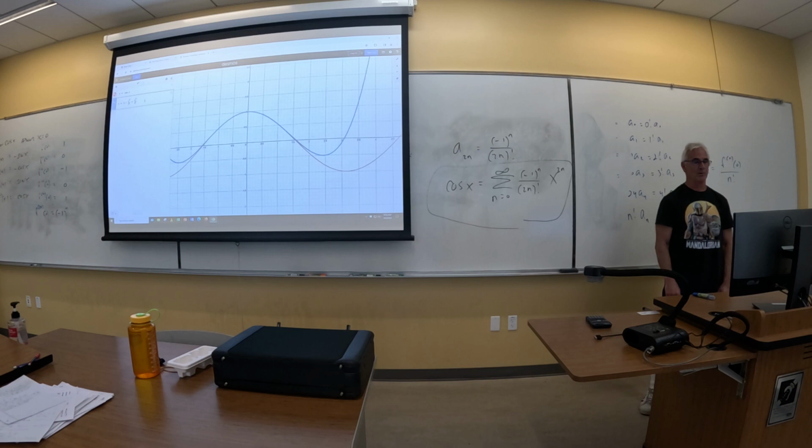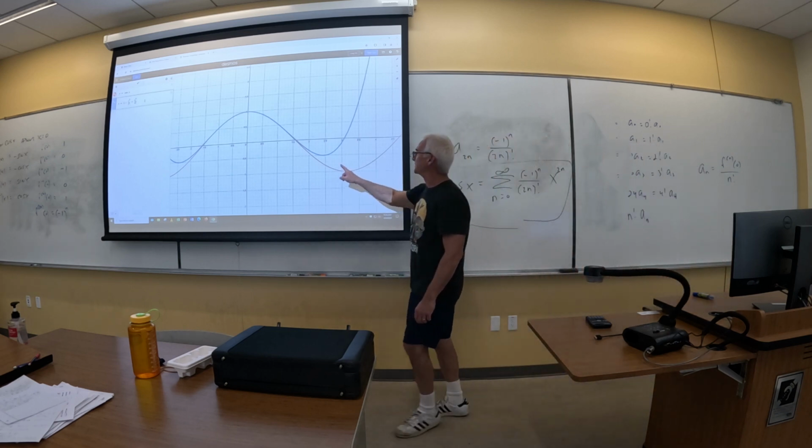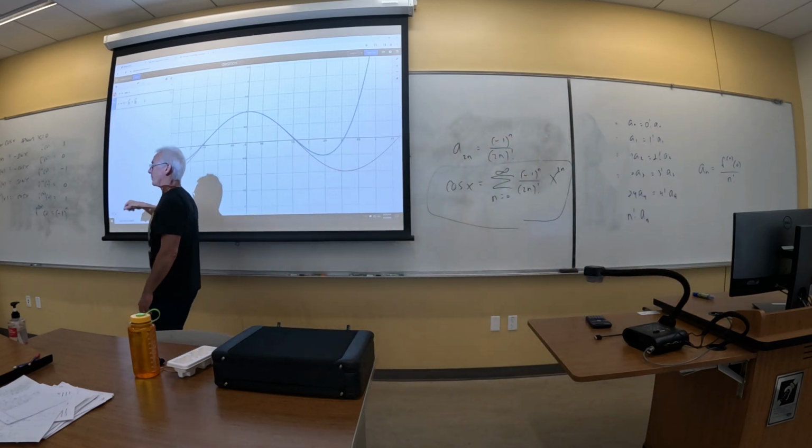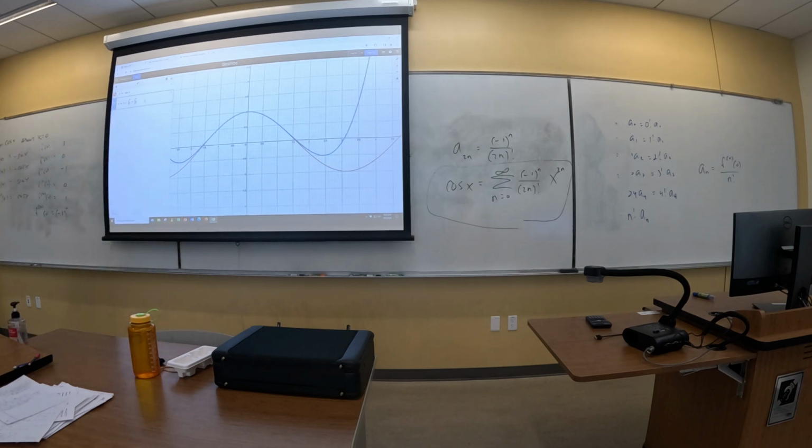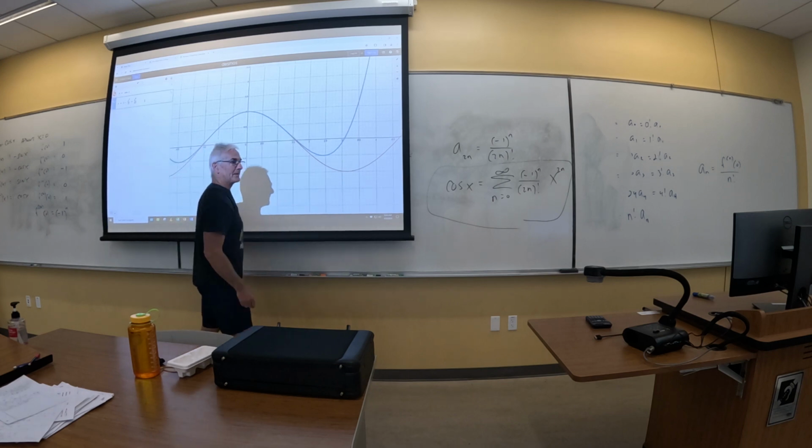Whoa. I've only written 3 terms. Now what do you notice? The red is the polynomial. What do you notice? You're getting real close. Between here and here, they don't look much different, do they?